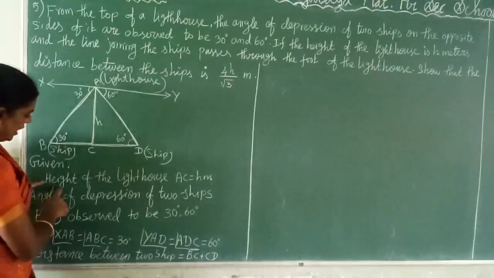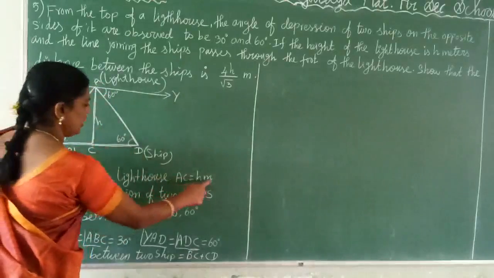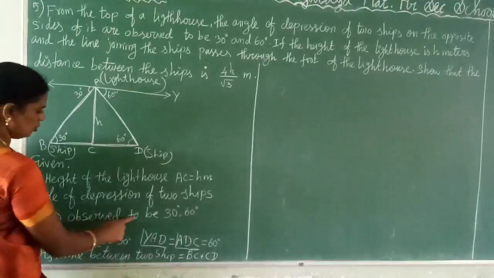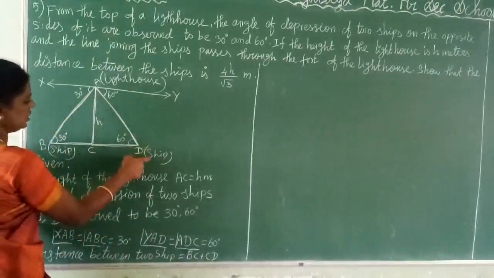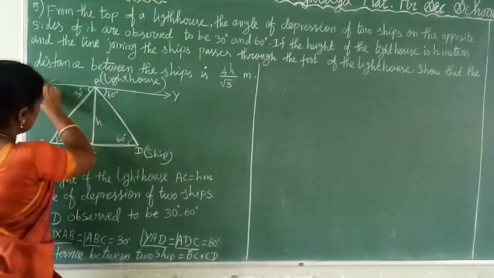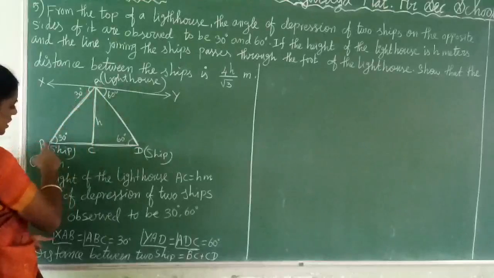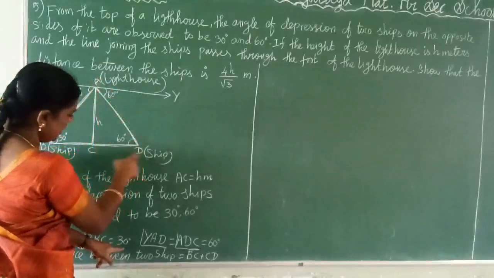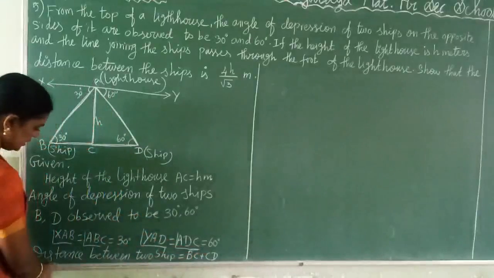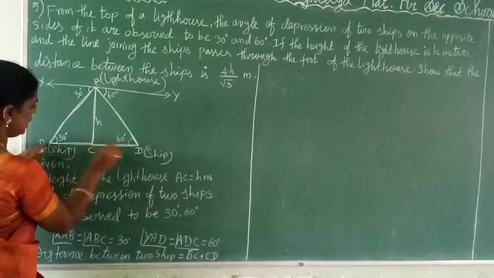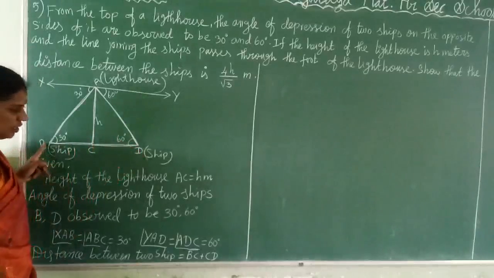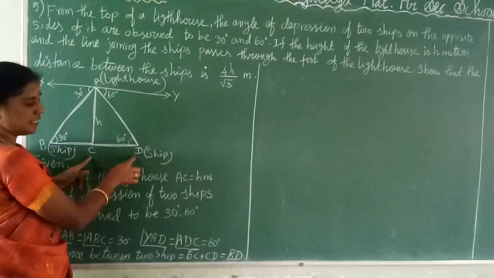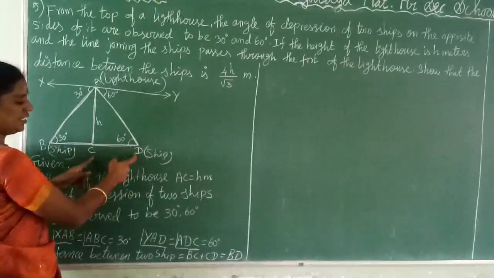First write the given. Height of the lighthouse AC is equal to h meters. The angles of depression of the two ships B and D are observed to be 30 degrees and 60 degrees. How do we write the angles? SAB equals ABC equals 30 degrees. Next, YAD equals ADC equals 60 degrees. The distance between the two ships is BD, the total distance, which can be written as BC plus CD. So first find BC and then CD, and then add.